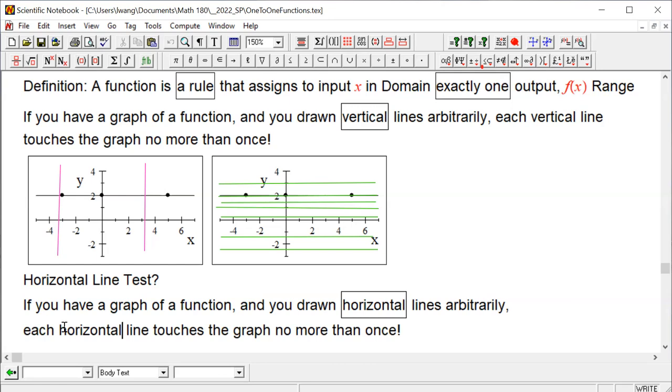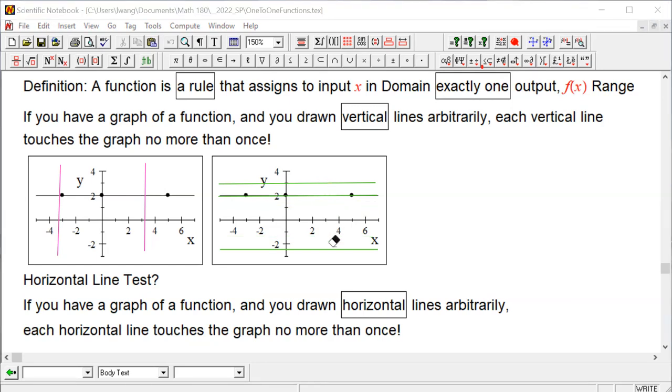What does that mean? That's what's important, right? Does it really agree with our definition of one-to-one function? Now look at this green graph. Most of the green graphs, they don't touch it. They touch no time, right? No touching. So for those no touching, we don't have to worry about it.